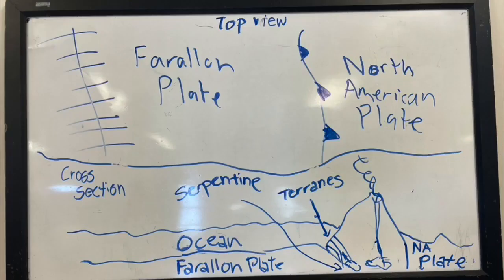50 million years later, the Farallon Oceanic Plate started subducting under the North American plates. This process formed volcanoes that would eventually become the Sierra Nevada.